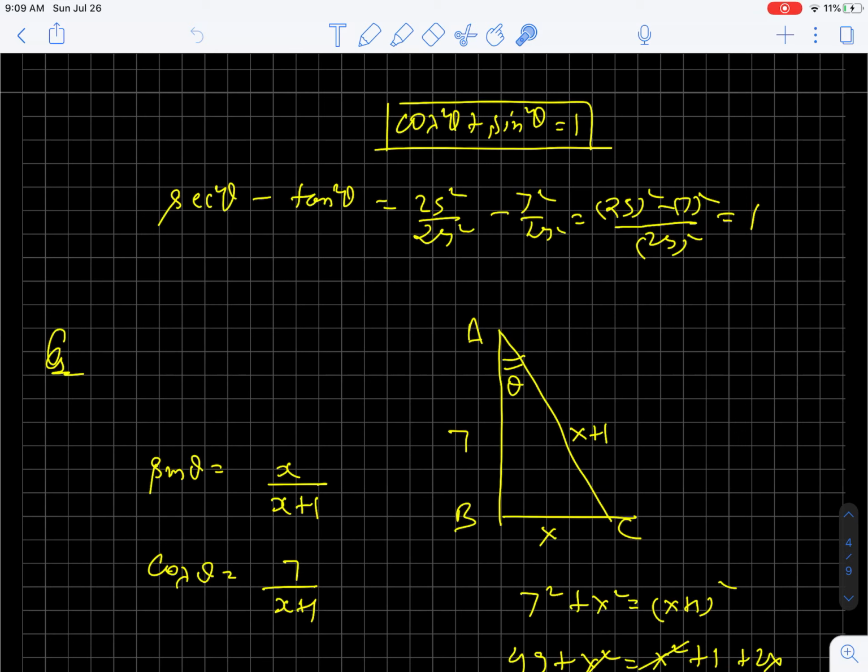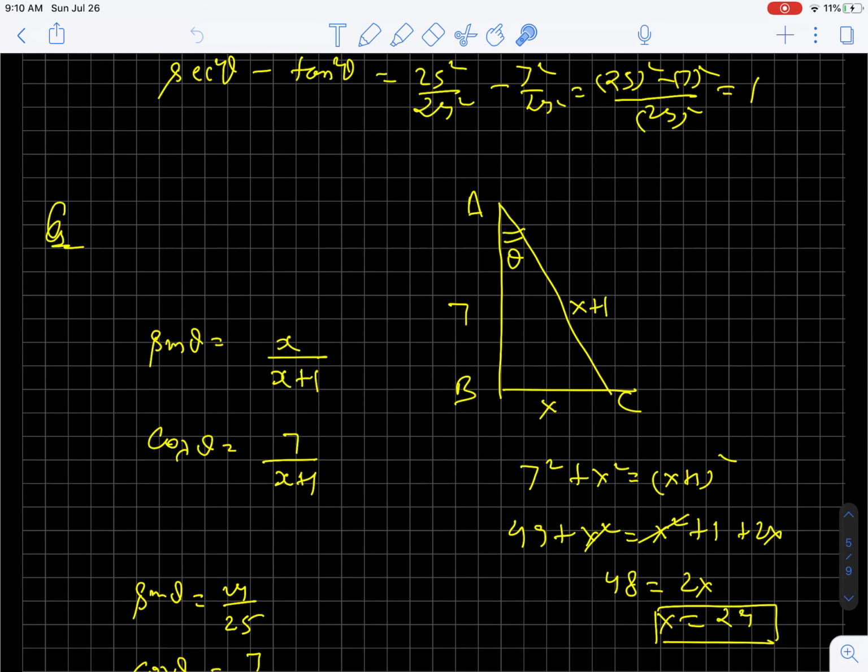Now one more question, an interesting question. They are giving you a right triangle. For this triangle, the opposite side is x, that is the perpendicular. They are saying perpendicular and hypotenuse: hypotenuse is 1 unit larger than perpendicular. Let's say perpendicular is x and hypotenuse is x plus 1. Sin theta is equal to x divided by x plus 1. Cos theta is equal to 7 divided by x plus 1.